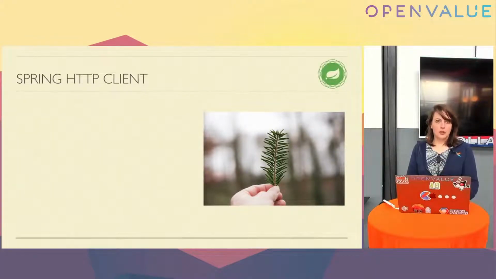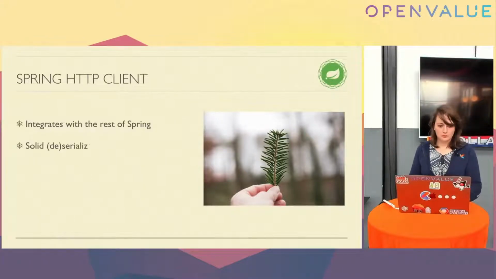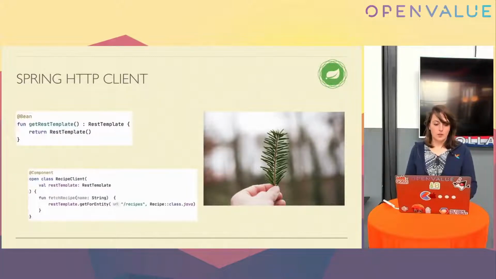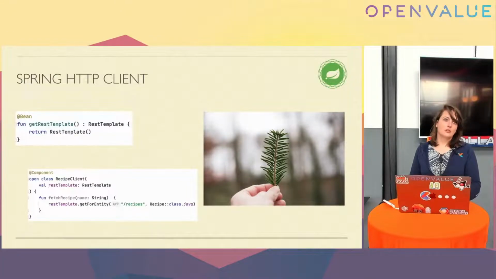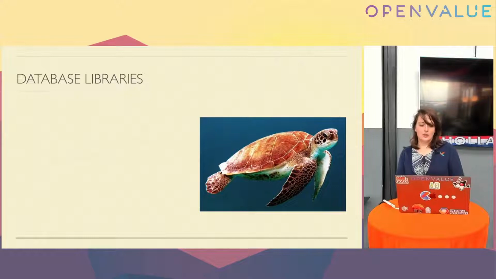Then have a look at the Spring HTTP client. This is a classic one. It integrates with the rest of Spring, of course. It's pretty solid in the deserialization of requests or responses, or serialization. And it will look like this, where you need to declare a bean, which is a REST template, and where I can use the classic method call to do my get request in this example. So that was about the HTTP libraries. Now have a look at the database libraries.